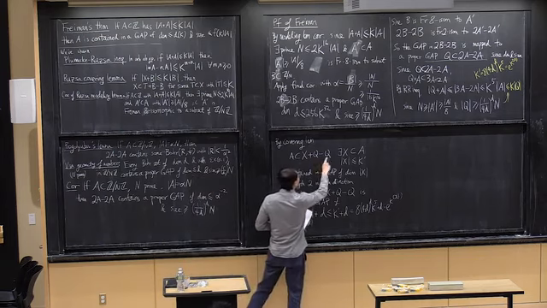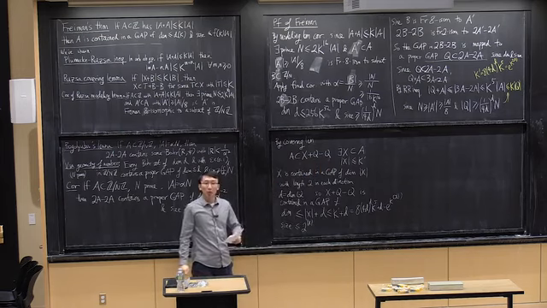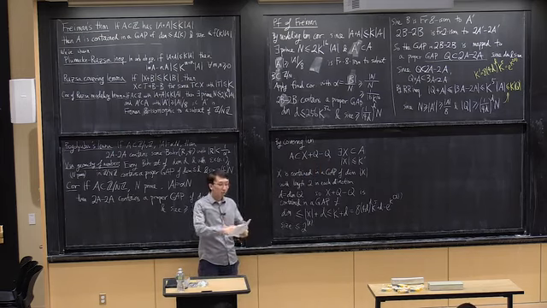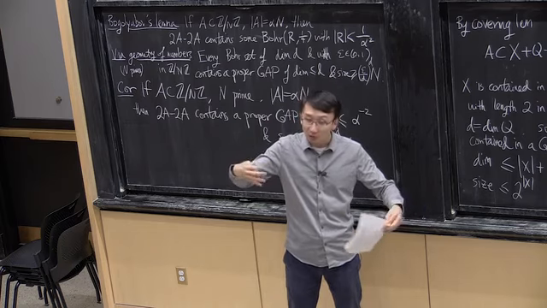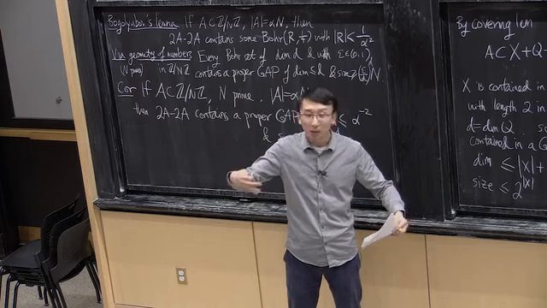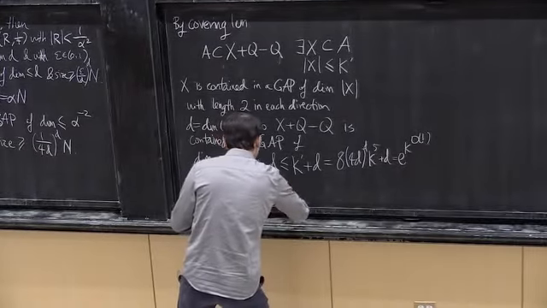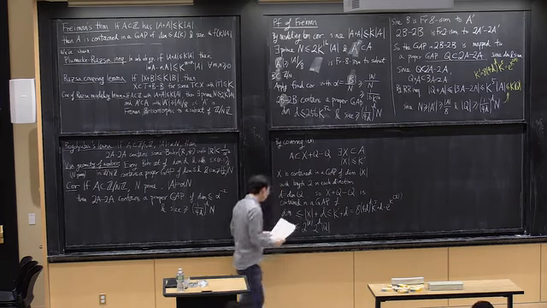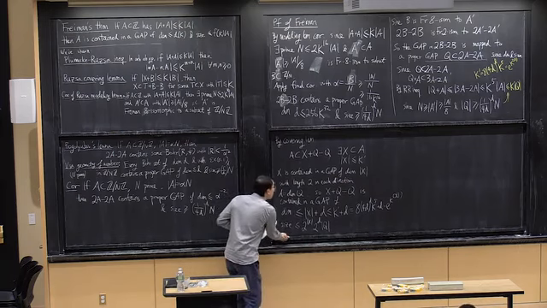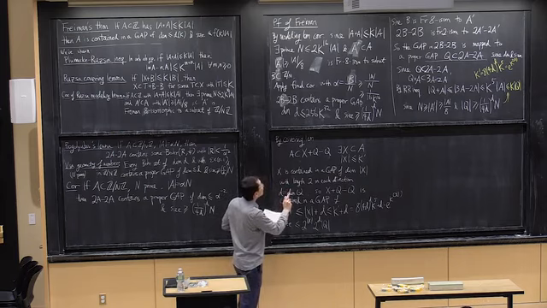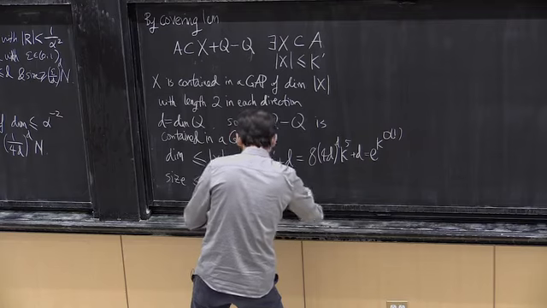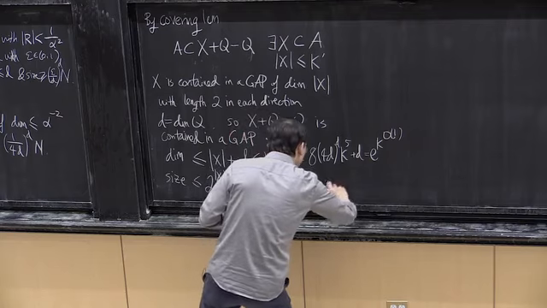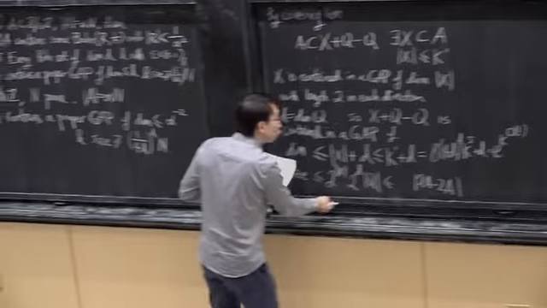What is the size of the GAP q minus q? So q is a GAP of dimension d, and we know that a GAP of dimension d has doubling constant at most 2 to the d. So 2 to the d times the size of q. Okay. And because q is contained in 2a minus 2a, we find that q is contained in 2a minus 2a.